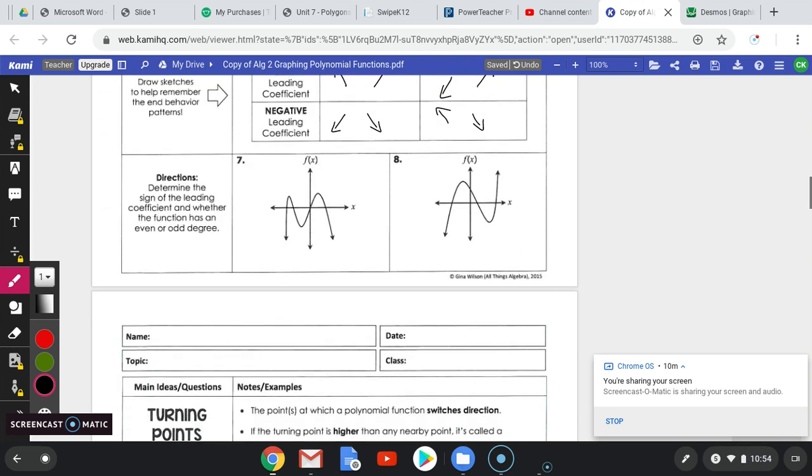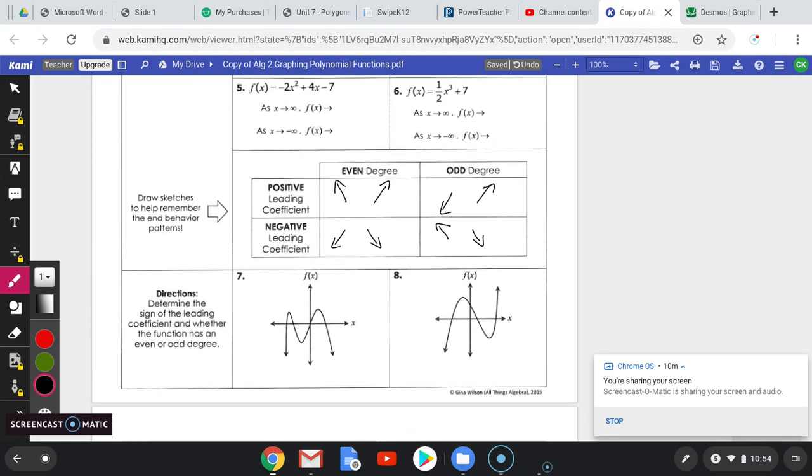So if I look at an example here, if I look at these two pictures, I want you to determine what is the sign of the leading coefficient and whether the exponent is either even or odd. So if I look here, my end behaviors, both sides are going down. If I look at my little table, if both sides are going down, then it has a negative leading coefficient with an even degree.